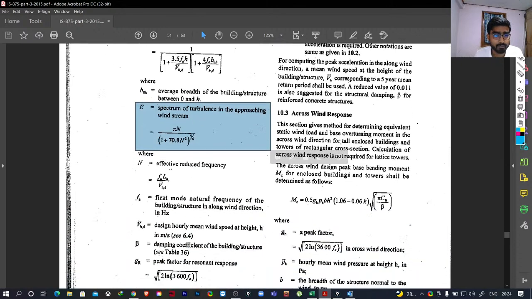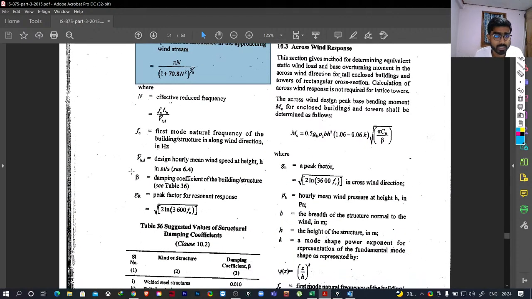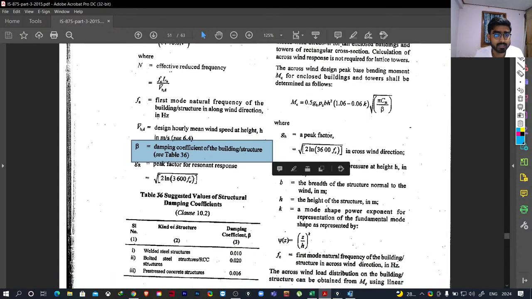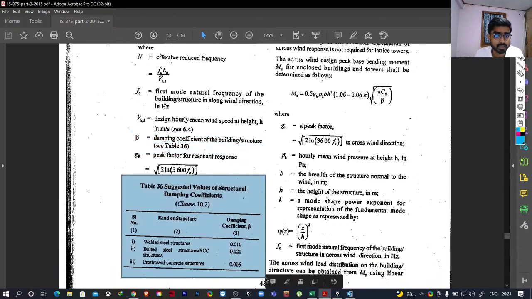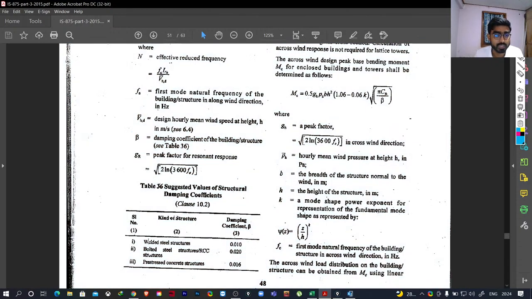So I think, and beta lastly we need this beta, is the damping coefficient for the building, and it is there in the table number 36, which is this. The page number 40. If you see, the welded steel structure 0.01, bolted steel structure or RCC structure 0.02, pre-stressed concrete structure 0.016. Pretty clear, right?